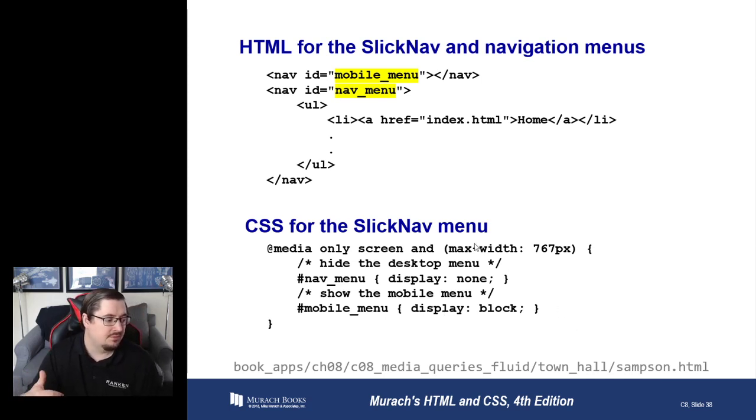And then in a media rule, we want to say if the screen size is smaller than a certain threshold, so here the threshold is 767, if the screen is smaller than this, then we're going to say, okay, let's hide the desktop menu using display none, and let's show the mobile menu using display block. So that's how we switch between the desktop menu and the mobile menu.